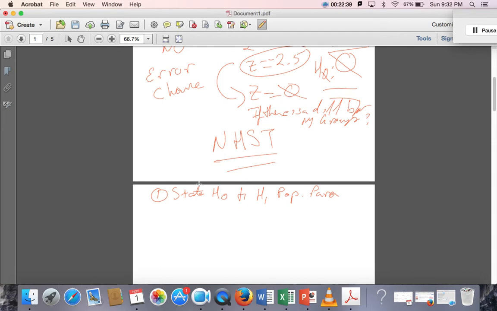So we have to deal with population parameters. Number 2, we're going to collect data. After you collect data, we're going to calculate stats that are specific to our experiment. So we're going to calculate specific statistics. And why are we calculating statistics?